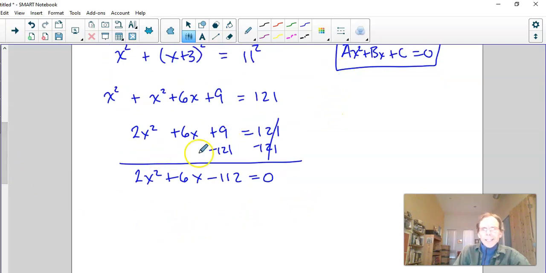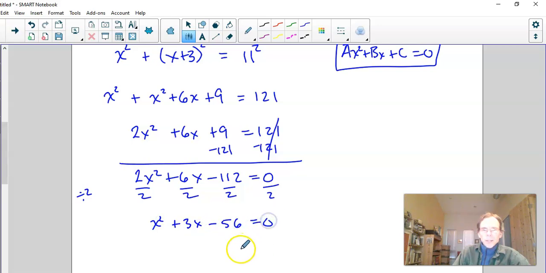Well, I see that we've got coefficients on the left, the a, b, and c. They're all divisible by 2. It would be nice to divide both sides by 2 and make this even simpler to work with. So I'm going to divide everything by 2. That means I could divide every term on the left by 2 and the 0 on the right by 2. And what do you get when you do all these divisions? You end up with x squared plus 3x minus 56 equals 0.